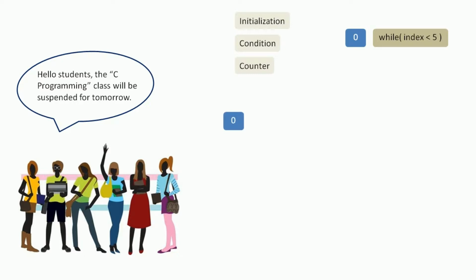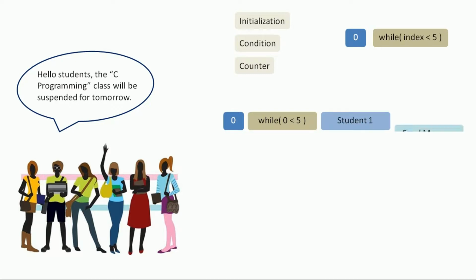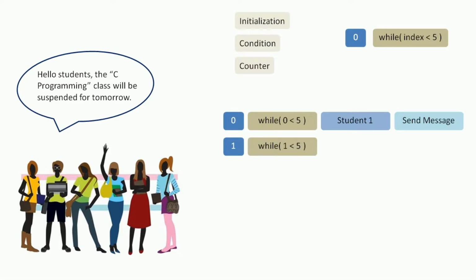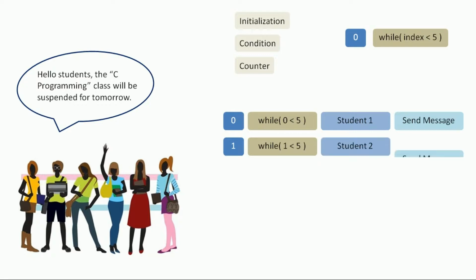Starting from 0, checking the condition: while 0 less than 5, the condition is true. It finds student 1 and sends the message. After sending the message, the index will be incremented by 1. That is, the current index is 0 and it will be incremented by 1, so 0 plus 1 is equal to 1. The new index will be 1. Check the condition: while 1 less than 5, the condition is true. So it finds the second student and sends the message. The index is again increased by 1 and the new index is 2.